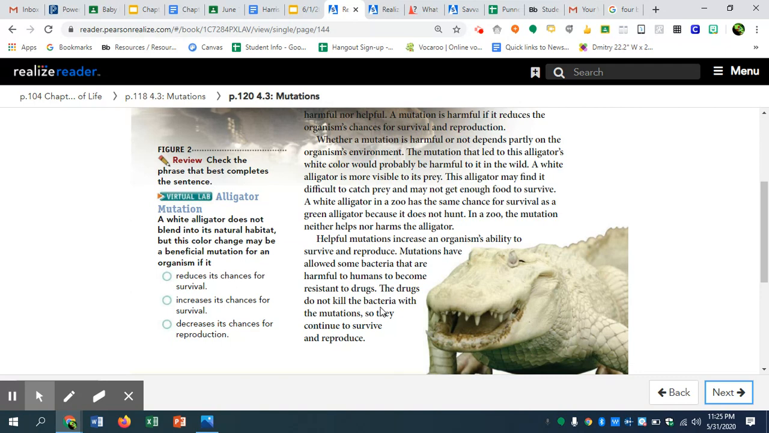So let's look at figure 2. A white alligator does not blend into its natural habitat, but this color change may be a beneficial mutation for an organism if it reduces its chance for survival, increases its chance for survival, decreases its chance for survival. So the answer is, of course, if it increases its chance for survival, it's going to help it.